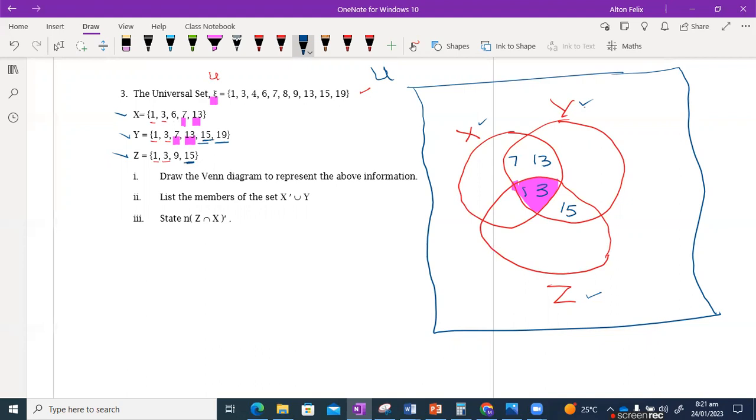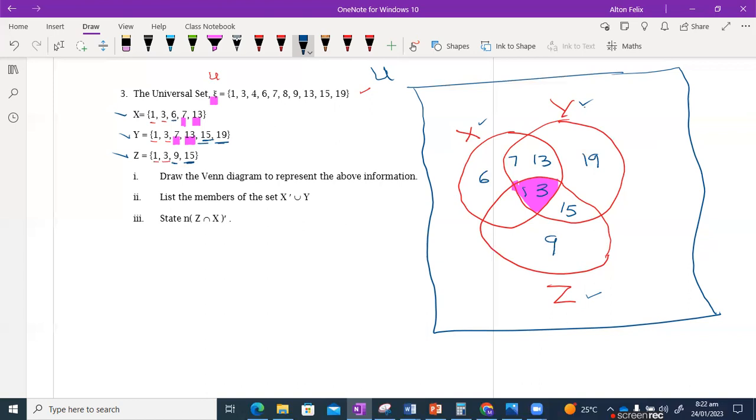So let's start with X. We have already put in 1, 3, 7, and 13. So therefore, the other number 6 can simply go here. Let's go to Y. We have placed 1, 3, 7, 13, 15. So the number 19 can be placed right here. Let's go to Z. We have already accounted for 1, 3, and 15. So the number 9 can be placed here. So that's how you approach drawing the Venn diagram.